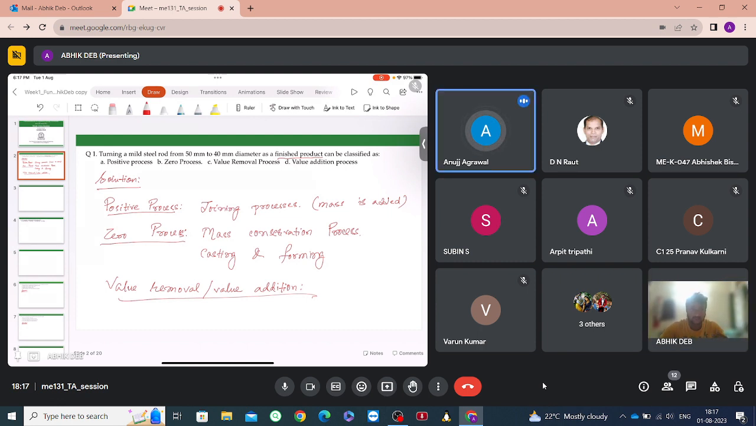Yes, sir. Got it. So now is it clear what is value removal, value addition, and how it is totally different from a negative process? Yes, sir. Okay, so let me just write it.